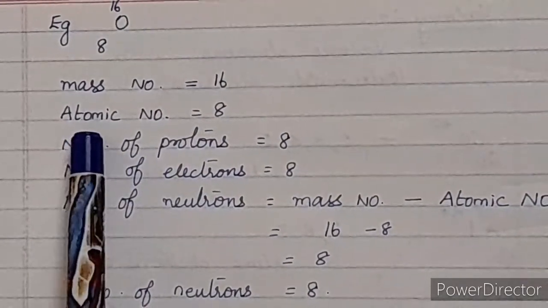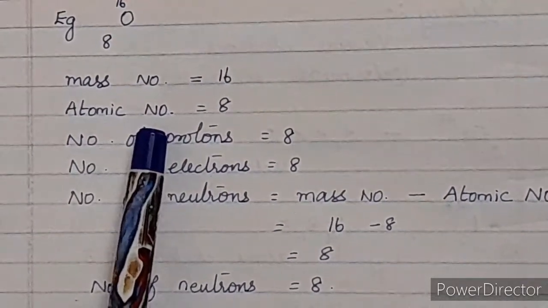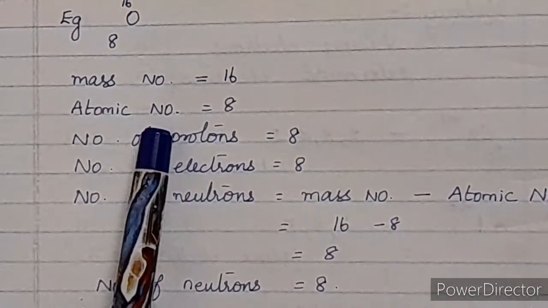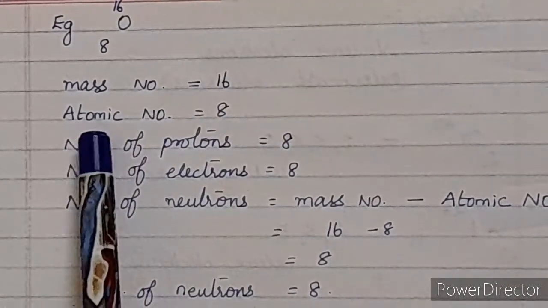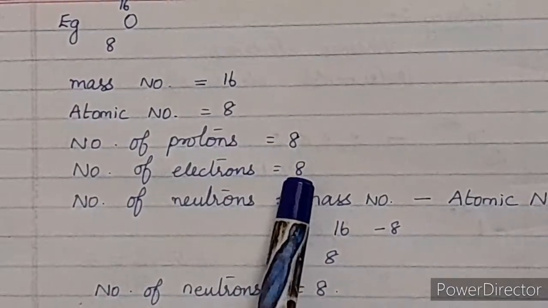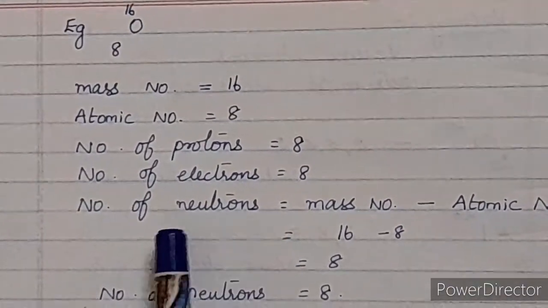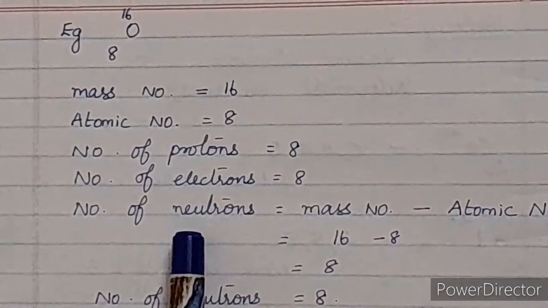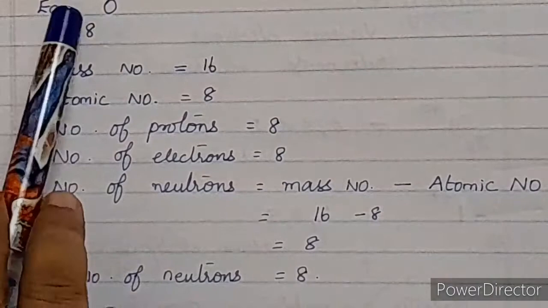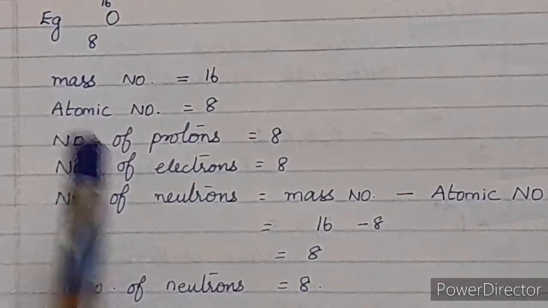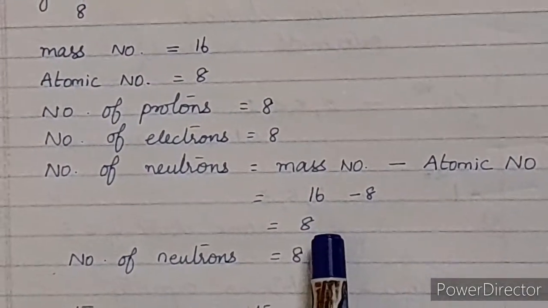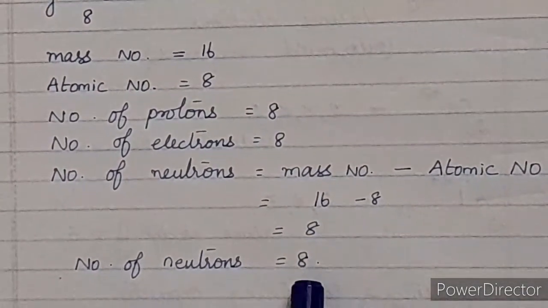Now we know that the atomic number is nothing but the number of protons or electrons. The atomic number is equal to the number of protons or the number of electrons. Since the atomic number is 8, the number of protons will be 8 and the number of electrons will be 8. Now how to calculate the number of neutrons? This is the formula: number of neutrons is equal to mass number minus the atomic number. So 16 minus 8 will give you 8. So the number of neutrons is 8.